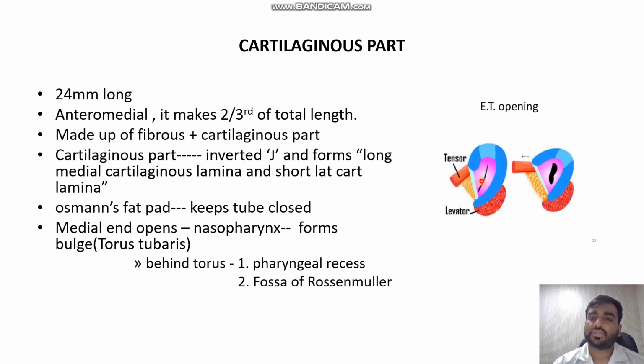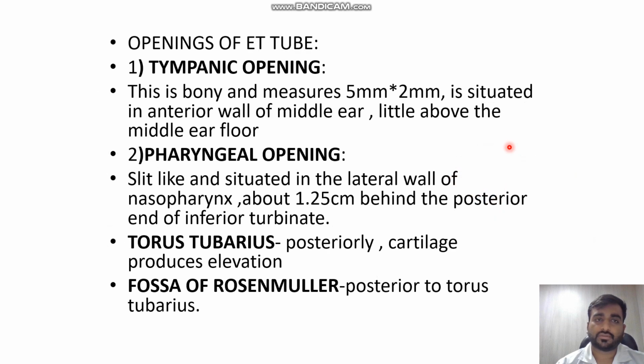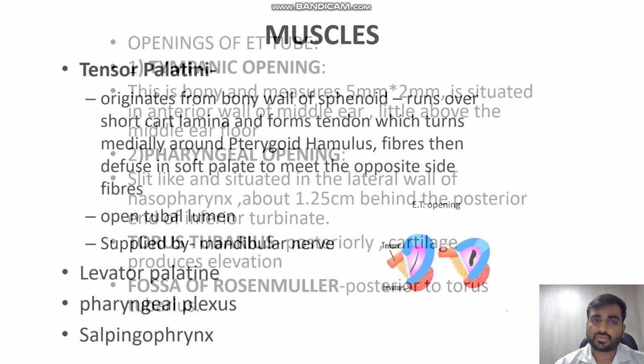This is the Eustachian tube at the rest position. But when both muscles, the tensor veli palatini and levator veli palatini, contract, there is an opening of the cartilage portion of the Eustachian tube. At the medial end, the opening forms the torus tubaris. Behind the torus tubaris, there is a pharyngeal recess, the fossa of Rosenmuller. So we have discussed the tympanic opening, pharyngeal opening, torus tubaris and fossa of Rosenmuller.